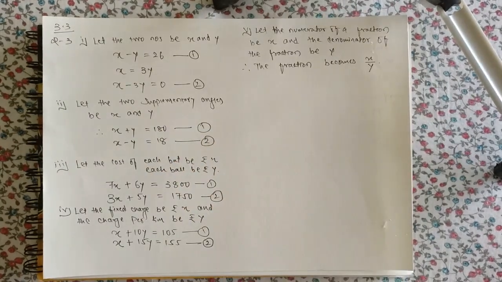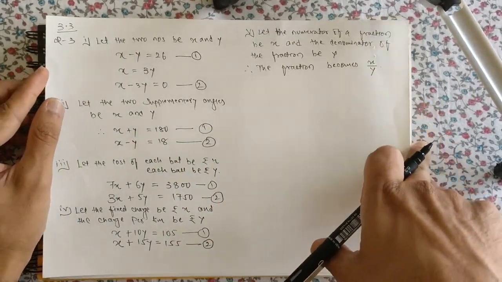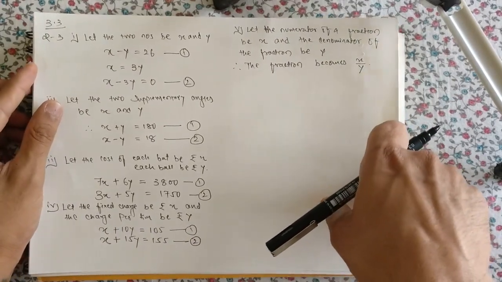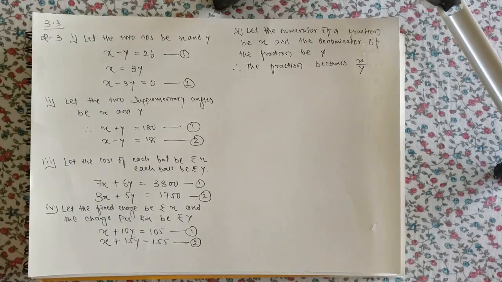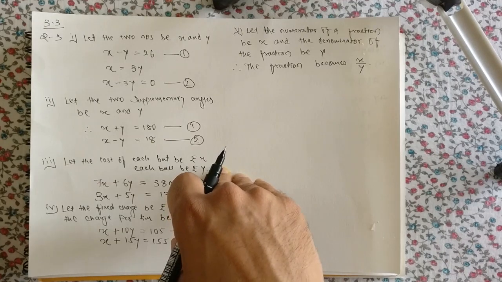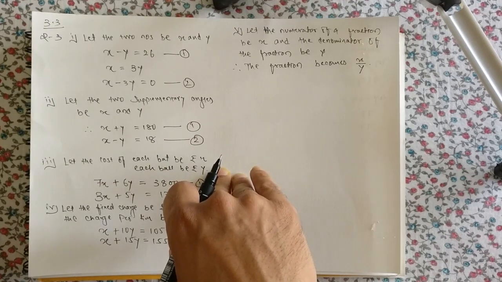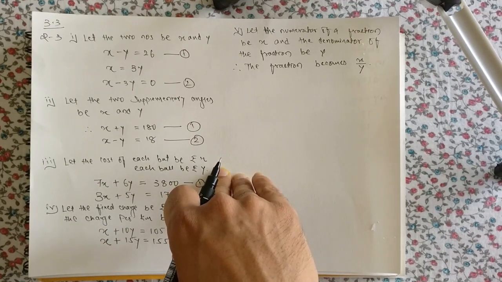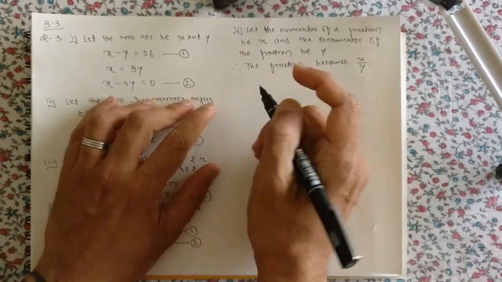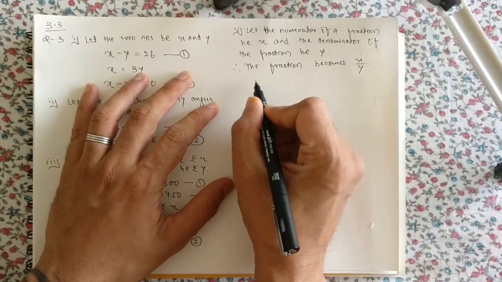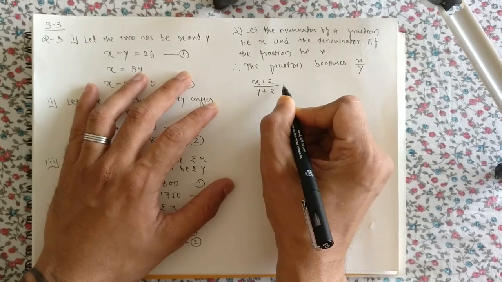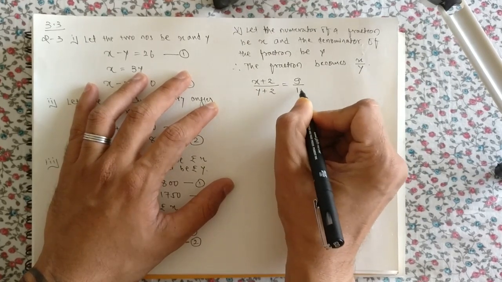This is the opening statement, which is mandatory for all word problems. You have to make opening statement. You have to make clear what is x, what is y. Now you are ready to form an equation. A fraction becomes 9 by 11 if 2 is added to both numerator and denominator. This is a statement which will give us our first equation. So if 2 is added to the numerator and denominator, that is x plus 2 upon y plus 2, a fraction becomes 9 by 11.